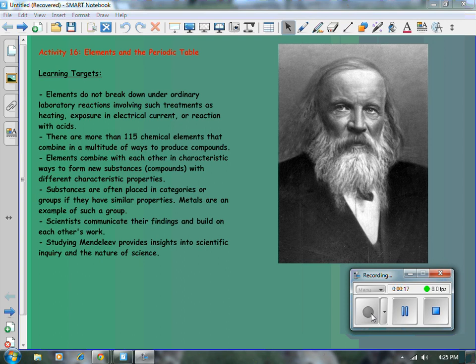This good-looking gentleman on the right is Dmitry Mendeleev, who was Russian, and he was the one who actually kind of organized the periodic table into similar characteristics.